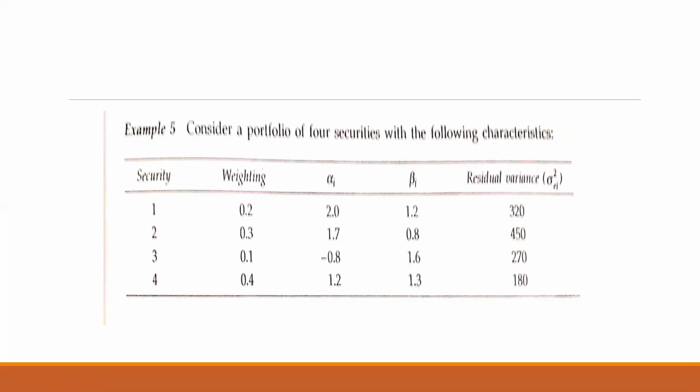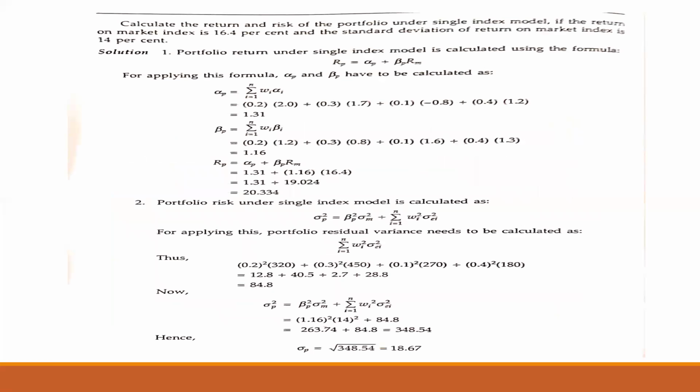Now let's consider the question of a single index model. In our textbook, there are no questions regarding calculation as per the multiple index model. We only have single index model related questions. The first question is: consider a portfolio of 4 securities with the following characteristics. There are 4 securities. They have given the proportion of investment you have made in each security, that is the weighting. Then they have given the alpha value, the beta value, and also the residual variance. So what are we required to do? Calculate the return and risk of the portfolio under the single index model.